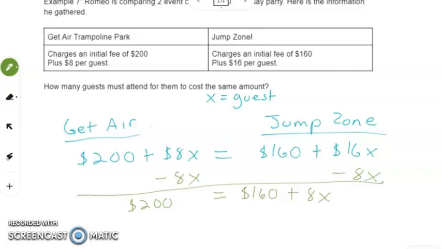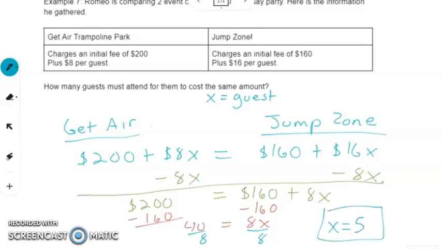Now I'm going to solve for x, but I have 160 in the way, so I'm going to subtract 160 on both sides. When I do that, 200 minus 160 is 40. So 40 is equal to 8x. Now if 8 is being multiplied to the x, the opposite of multiplication is division, so I'm going to divide both sides by 8. 40 divided by 8 is going to be 5, so x equals 5.